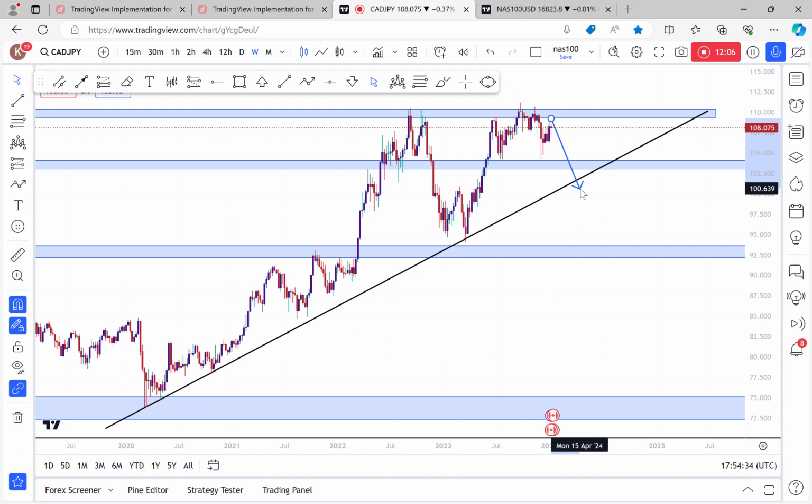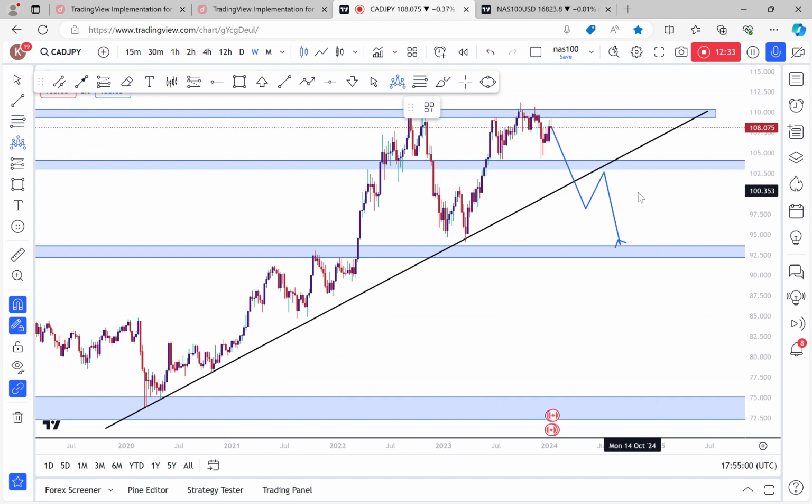And once it reverses and breaks this trend line of mine, we just show you the path of the market. What I do expect is the market to break and retest. And once the market retests here, then I will be there to go for some sells. But if it fails, I have nothing to do with that.